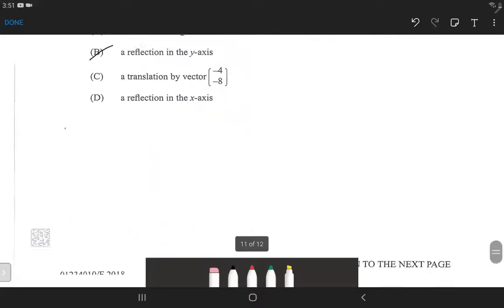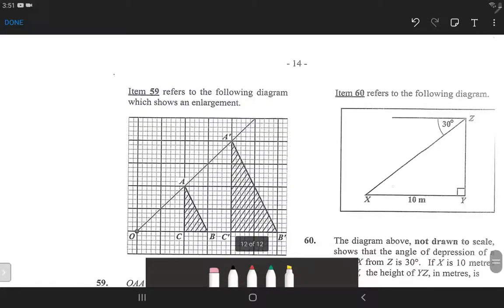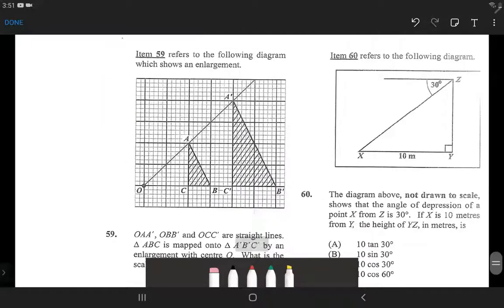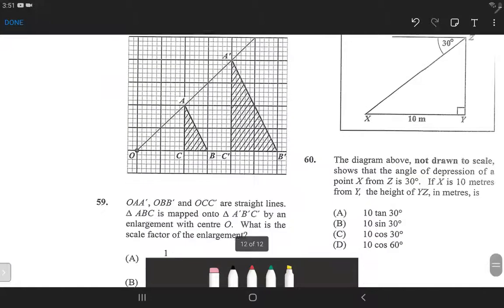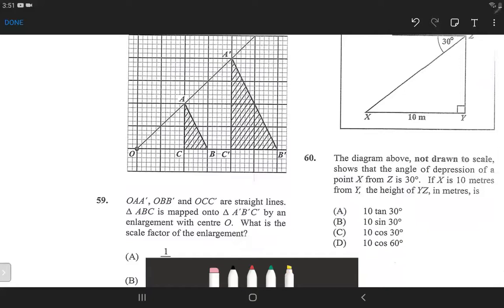Okay. 59 refers to the following diagram, the enlargement factor. Well, notice that the enlargement factor is 2 because you have 1, 2, 1, 2, 3, 4, so that is 2.